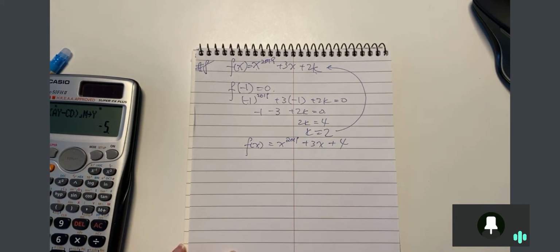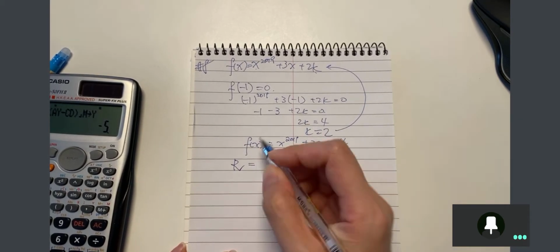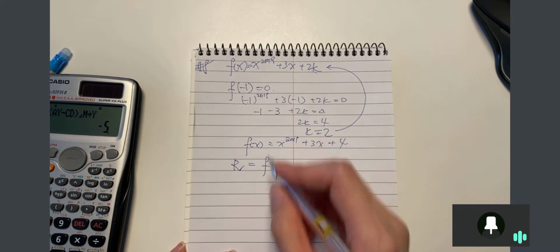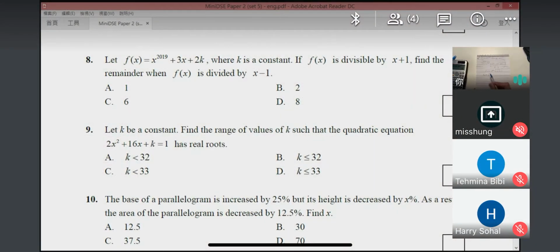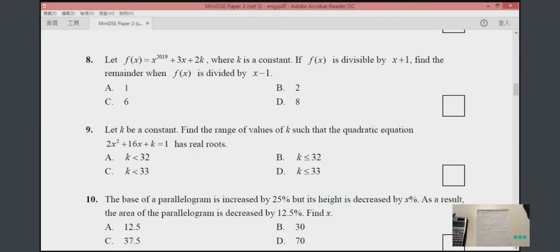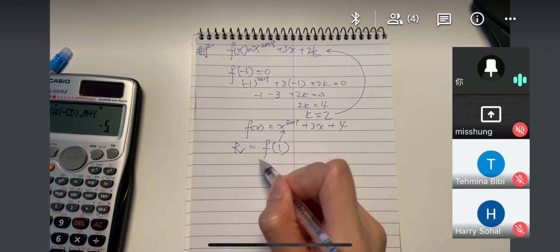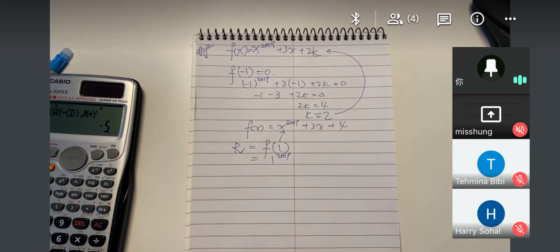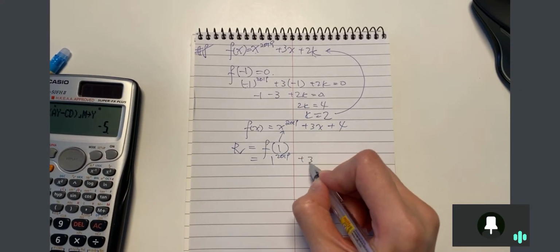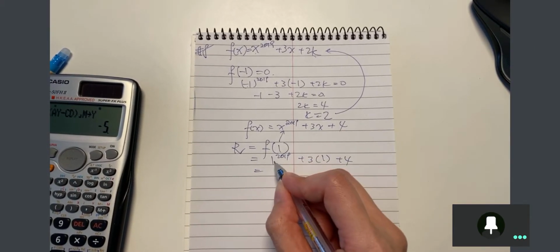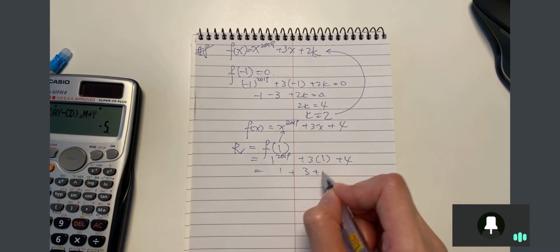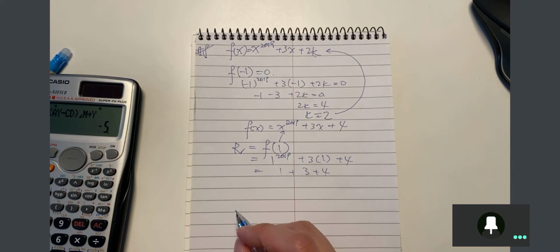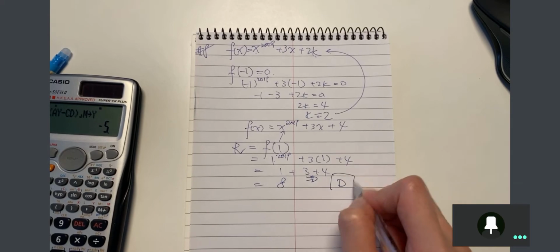And then the question lastly asks you to find the remainder when f(x) is divided by x minus 1. That means you need to use the remainder theorem by replacing the x by 1. Okay, just replace the x by 1, put it here. So 1 to the power 2019 plus 3 times 1 plus 4. So 1 plus 3 plus 4, which is 8. So the answer is D.